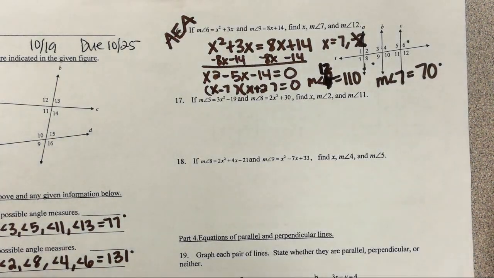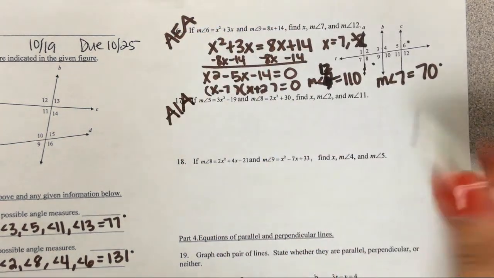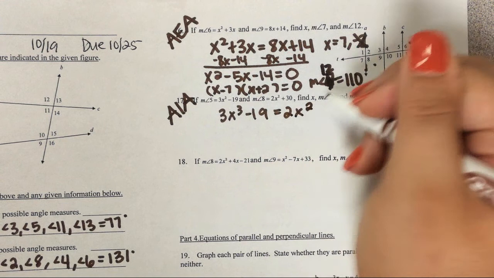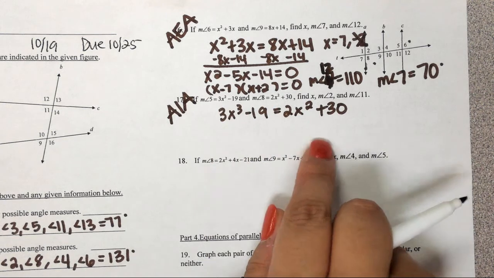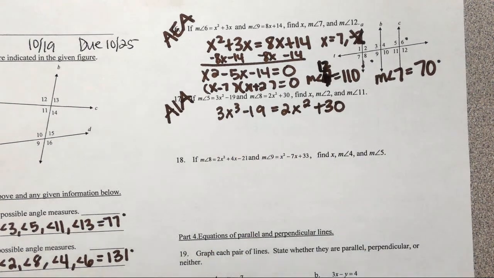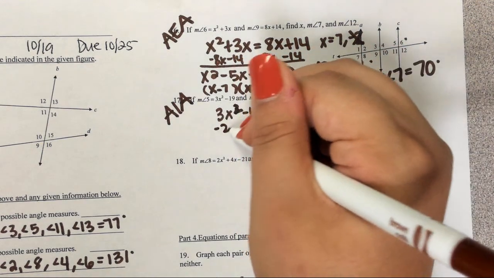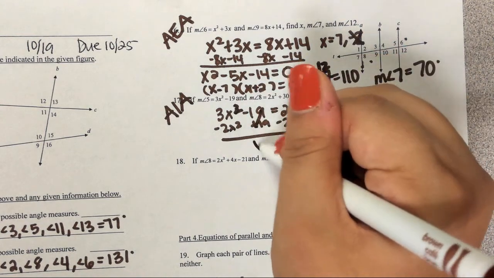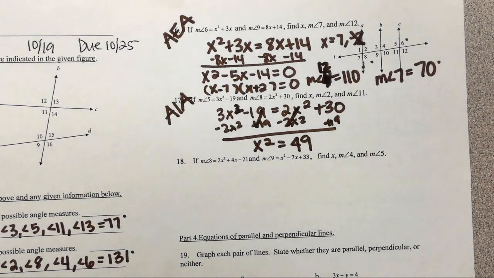Alright, for 5 and 8, 5 and 8 are alternate interior, so they're also congruent, so I'm going to make these congruent. This one's actually a little bit different because I don't have an x, so you might want to pay attention to this. I'm just going to get my squareds on one side and my numbers on the other. So I'm going to minus 2x squared and add 19. I end up getting x squared equals 49. I don't need to make it equal 0 in this instance because I don't have an x.